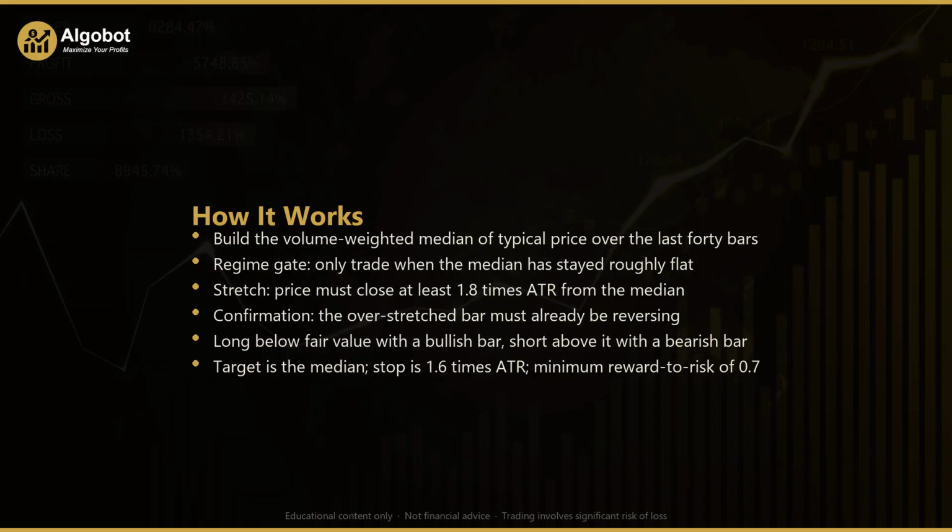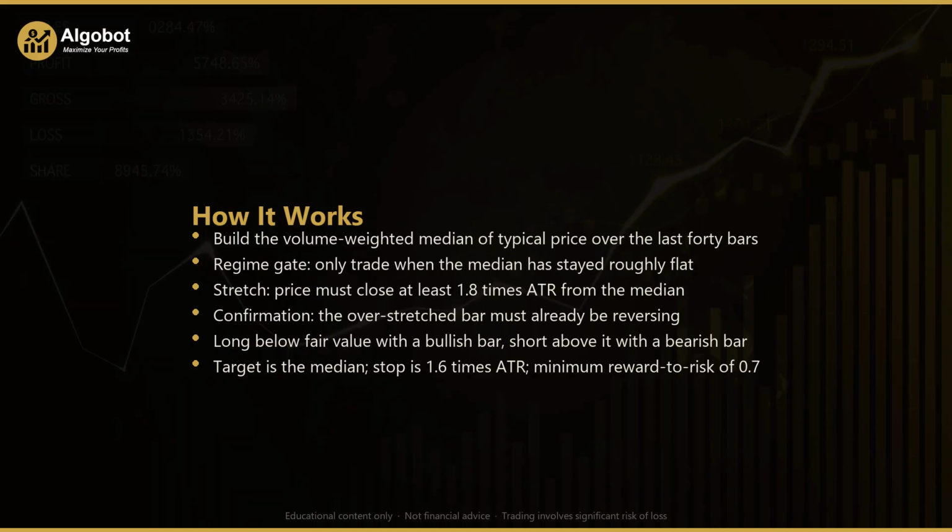Second comes the regime gate, and this is the filter that keeps the system out of trends. The EA measures how far the median has drifted over the last 20 bars. If that drift is smaller than the FlatRegime multiple, 1.5 times ATR, the market is judged balanced and reversion-friendly. If the anchor is sloping steeply, that signals a trend, where fading moves is punished, so the strategy simply stands aside. Third, the strategy checks for a meaningful overextension, which it calls stretch.